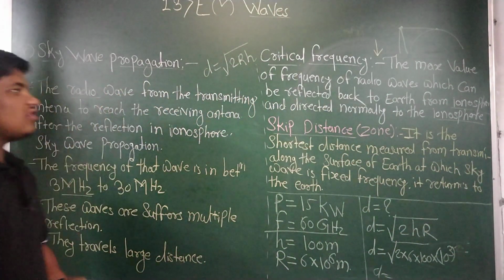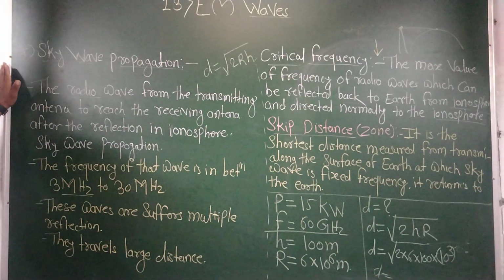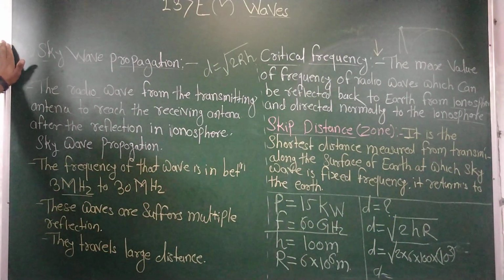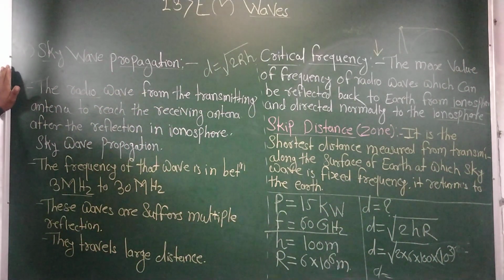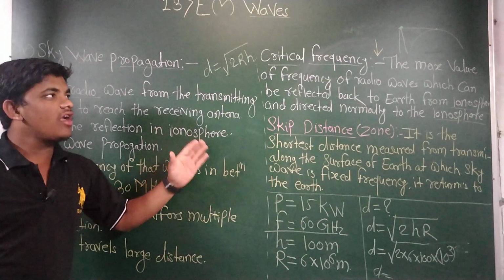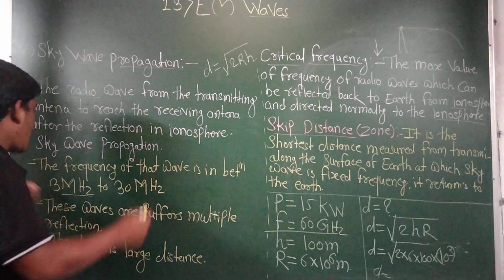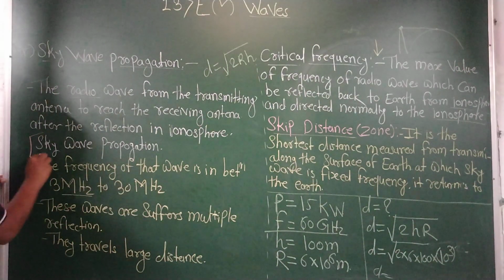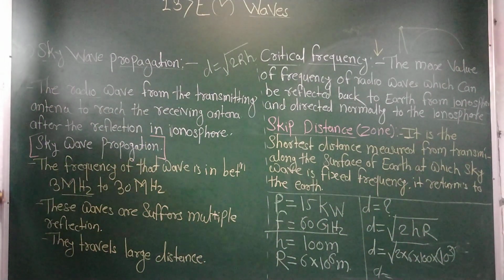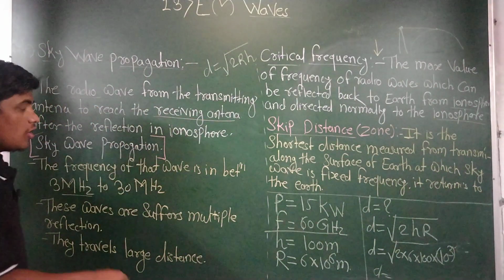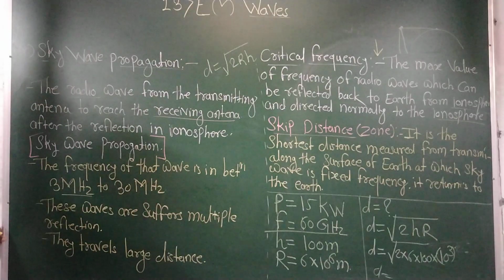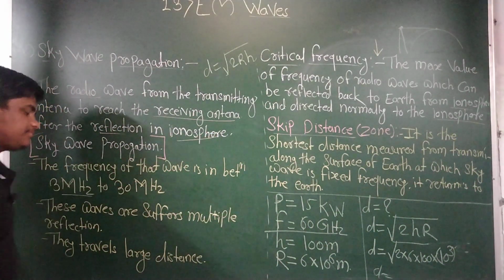Then let's start the revision of sky wave propagation and the problems we can calculate here, on electromagnetic waves. Sky wave propagation: radio waves from the transmitting antenna reach the receiving antenna after being reflected off the ionosphere. What is sky wave propagation, asked in an exam for 1 mark? The radio waves which come from the transmitting antenna and reach the receiving antenna after multiple reflections, or after reflection, off the ionosphere.